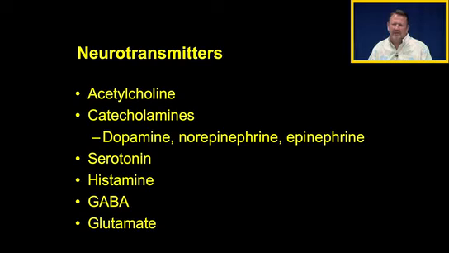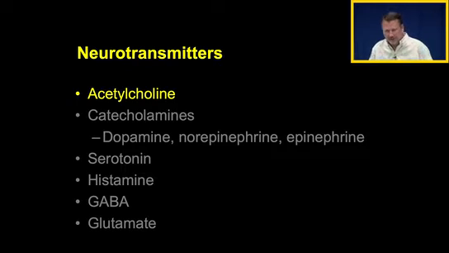Gamma-aminobutyric acid is GABA, and it is made from and then recycled into glutamate, and we'll talk about glutamate as a neurotransmitter as well. And so this is the list of neurotransmitters that we will talk about in this course.